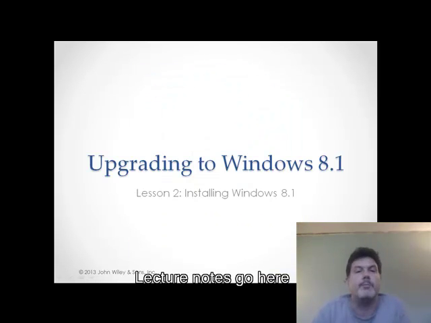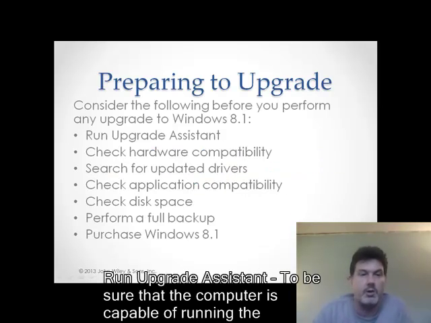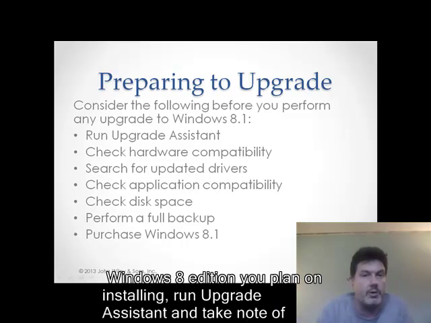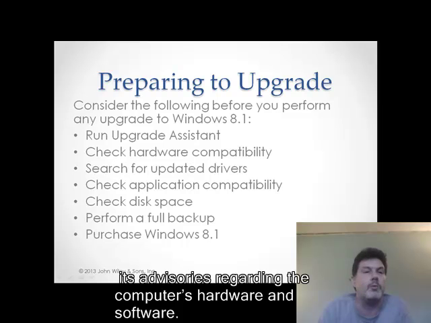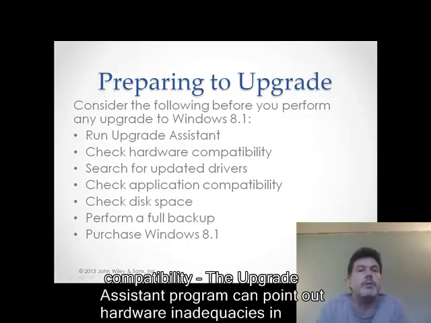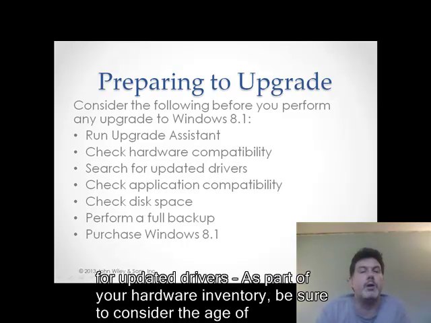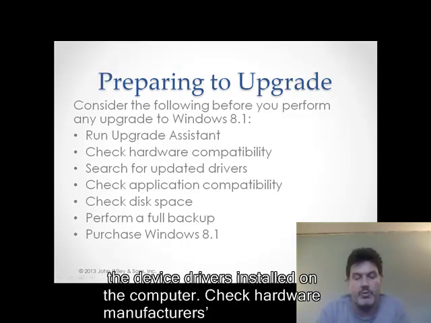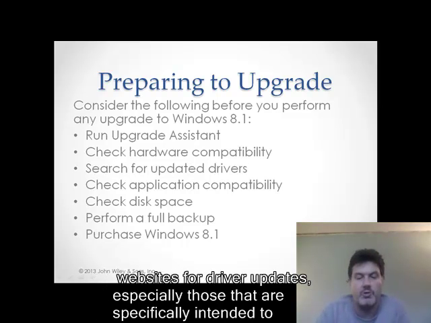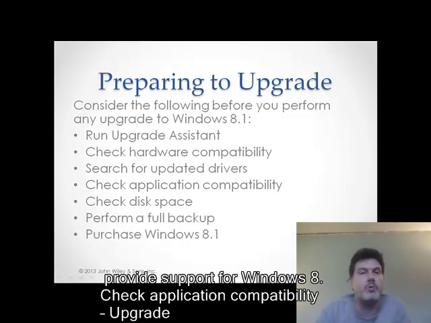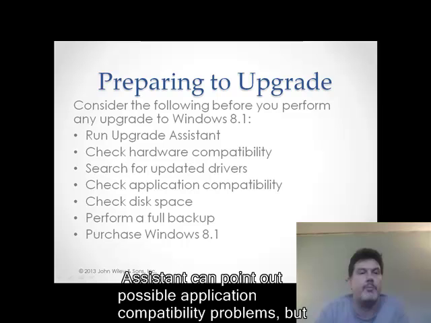All right, so let's talk a little bit. We talked about some of the benefits of a clean install. Let's talk a little bit about upgrading to Windows 8.1. First of all, if you're looking to perform an upgrade, you're going to want to run the Upgrade Assistant and check hardware compatibility. These are going to help you determine whether you have some issues with the hardware, or with the applications on the existing system, that you need to rectify before you actually transition to Windows 8.1.